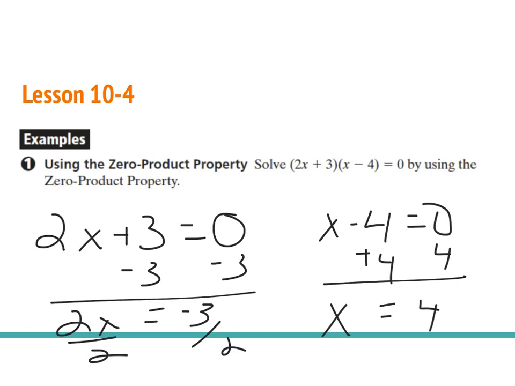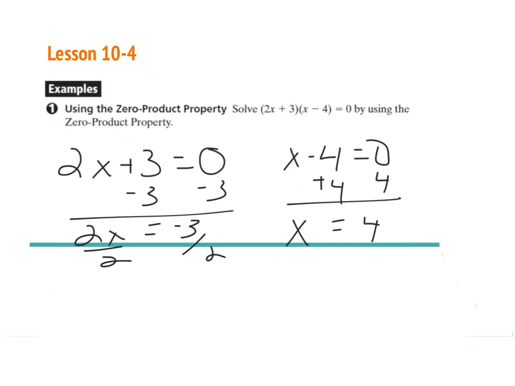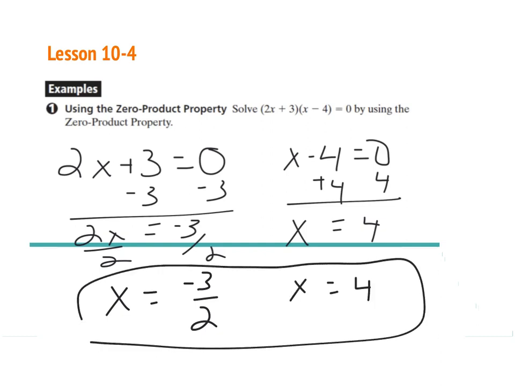So we end up getting either x equals negative 3/2, right? Or 1.5. I like the fraction better. Or x equals 4. So those are our two solutions to this quadratic. Okay, x can be either one of those, and then that is going to give us the result we want.